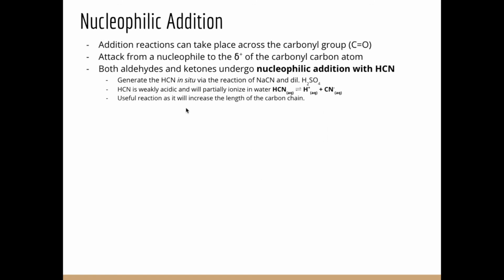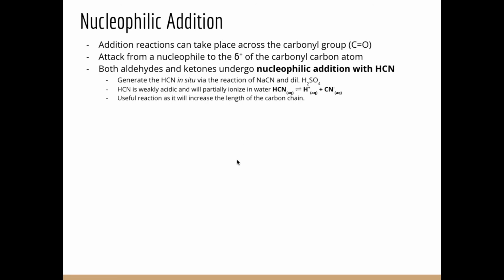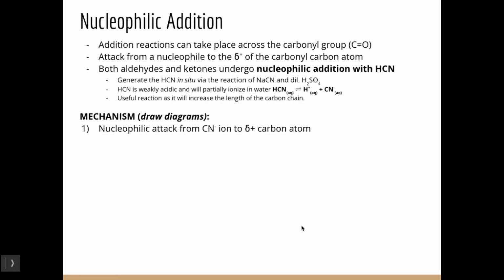This is a useful reaction. Similarly, we saw the reaction of cyanide with our halogenoalkanes, and we said that was useful because we're making the carbon chain longer. Same sort of thing here, it will increase the carbon chain in our product. Let's look at the mechanism of this reaction. So the first thing we get is the nucleophilic attack from the cyanide onto the delta positive of the carbon atom.